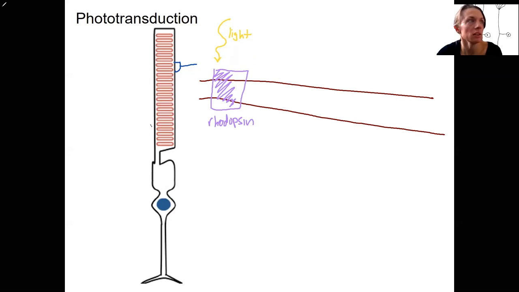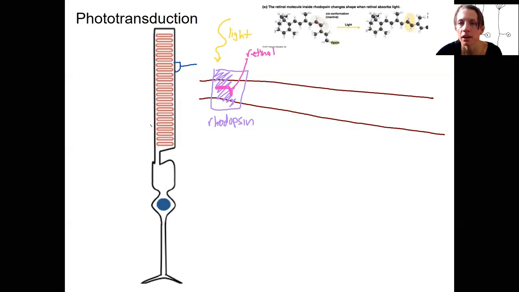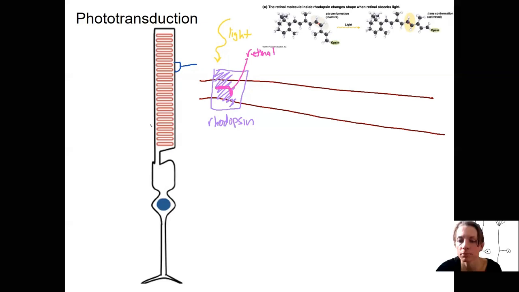Rhodopsin is a special protein. It is going to contain a molecule called retinol. Retinol absorbs light. It is a molecule. I'm going to show you a picture of it right here. This is what retinol looks like. And in the darkness here, it's got this shape like this. Rhodopsin refers to the opsin that's in the rods.